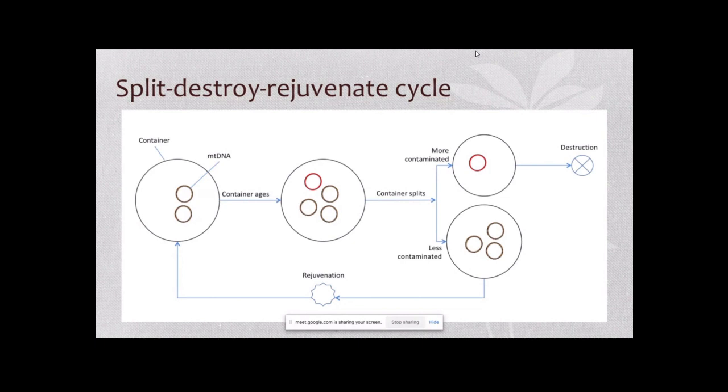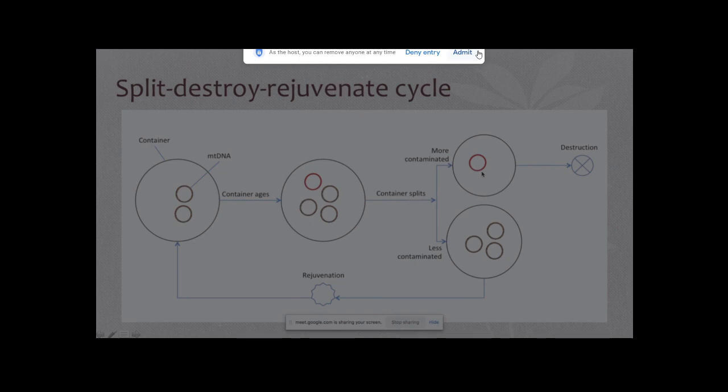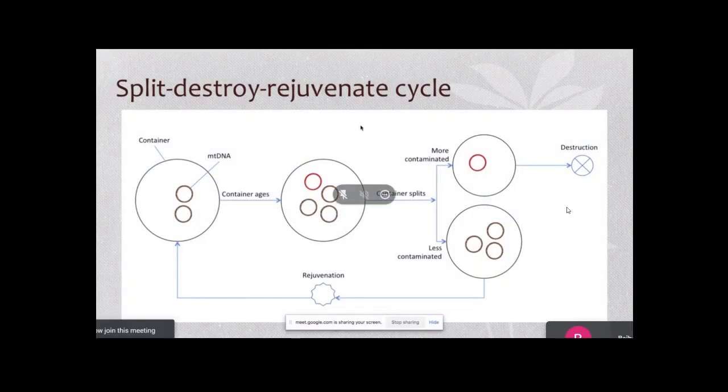So what happens to the container thereon is that the container splits. Now this is all conceptual. This is a model or a workflow, a generic strategy, a generic policy through which eukaryotes manage mitochondrial mutation accumulation. So when the container splits, it has a few containers which carry more mutations and some others which carry less mutations. The ones which carry more mutations are led along the pathway of destruction. The way the scheme of things works in nature, they are directed towards destruction. So that's why we call it destroy.